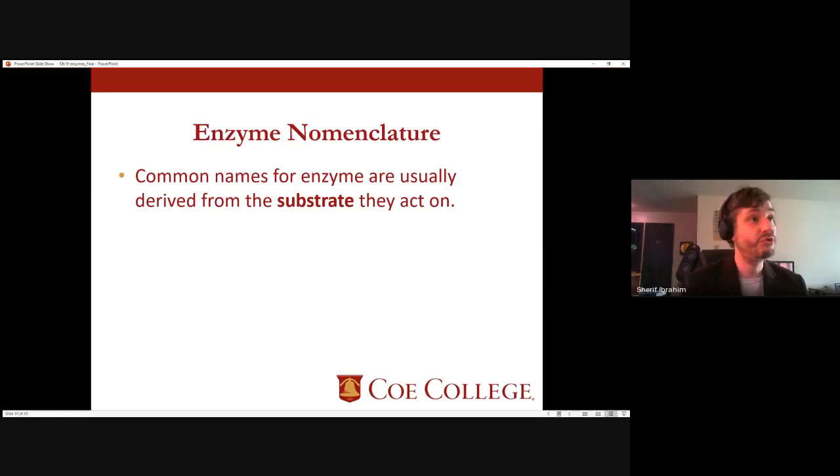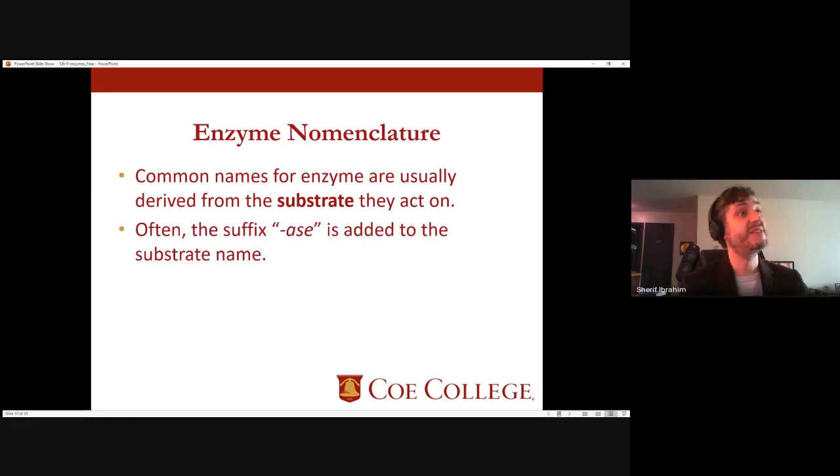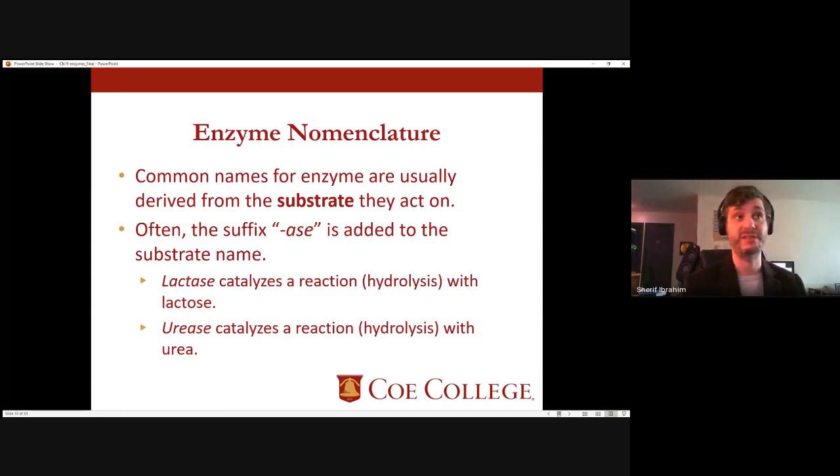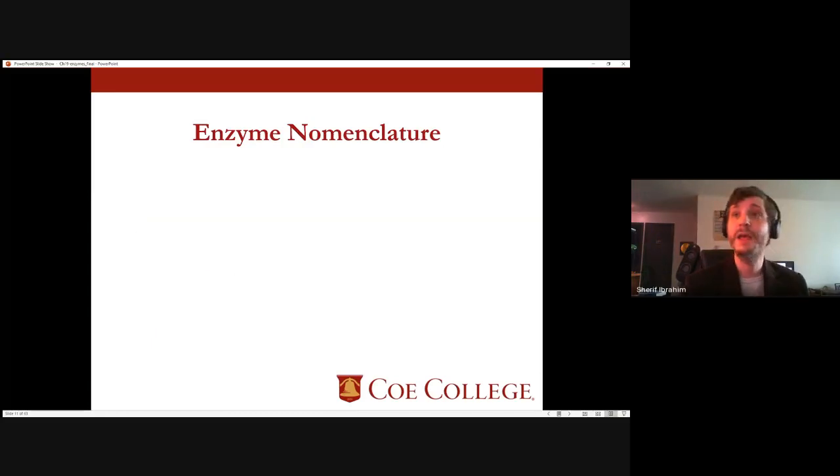As for nomenclature, enzymes are usually named after the substrate that they work on. So even without being familiar with the enzyme, you can probably do a decent job of guessing what that enzyme does. They all have the ACE ending, if you might have noticed. All the enzymes that are listed have the ACE ending. That is not the case for proteins, so that is a good way to distinguish enzymes from proteins. Lactase is an enzyme that catalyzes the hydrolysis of lactose. So you can see lactase, lactose.